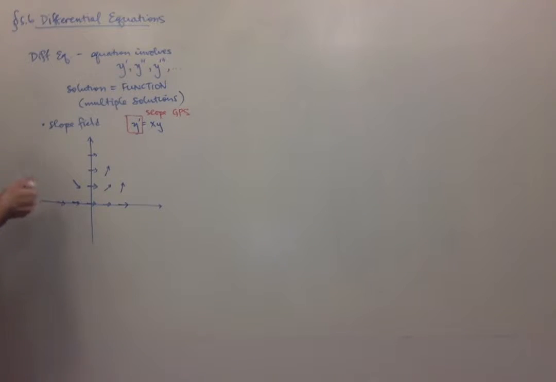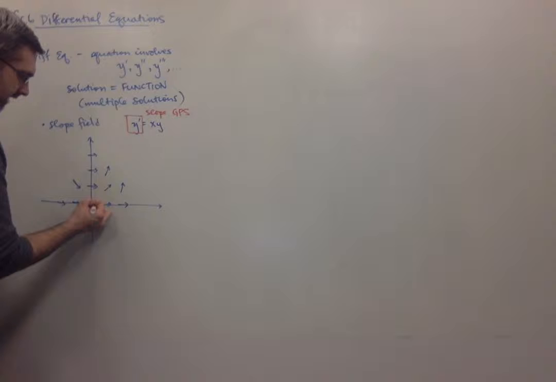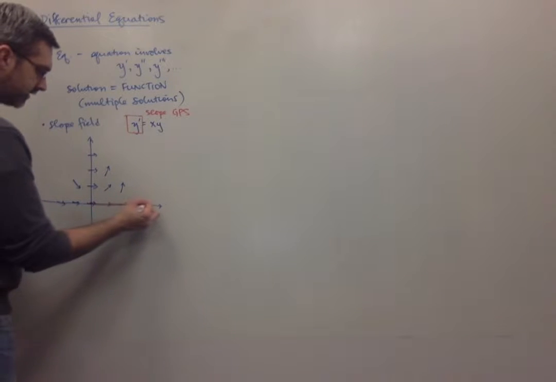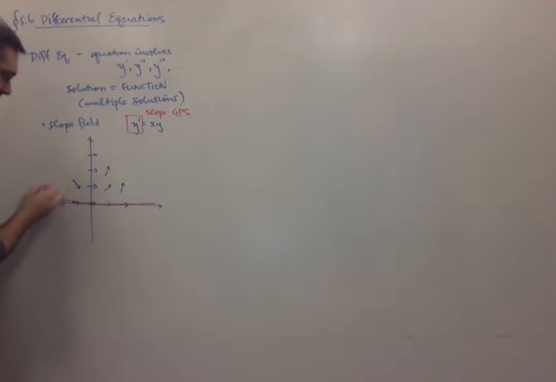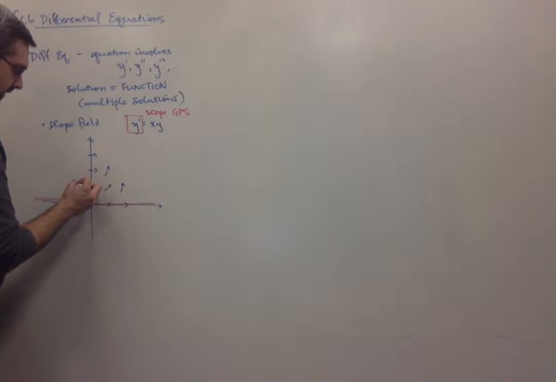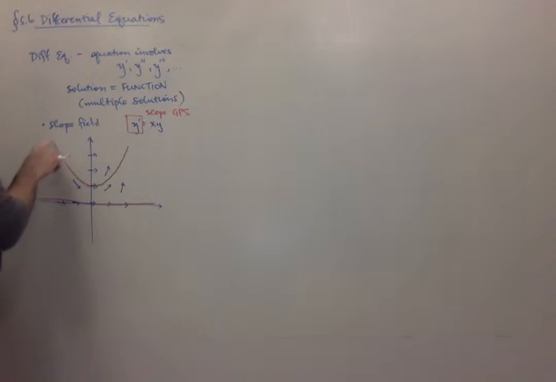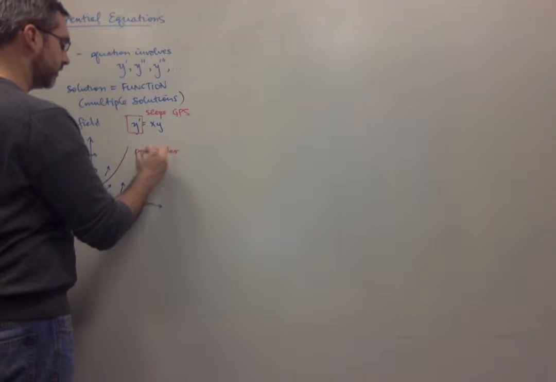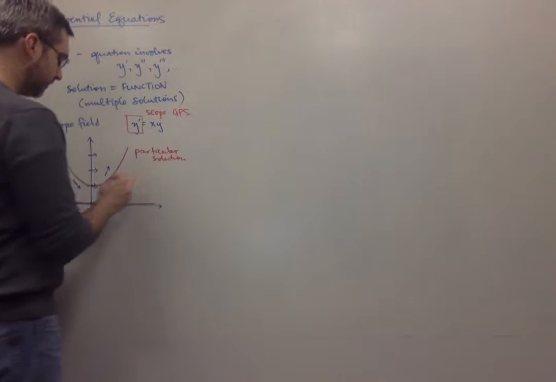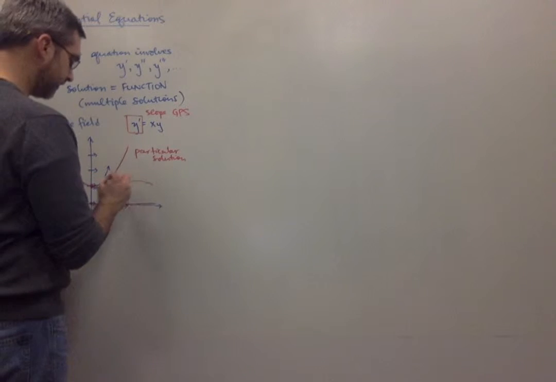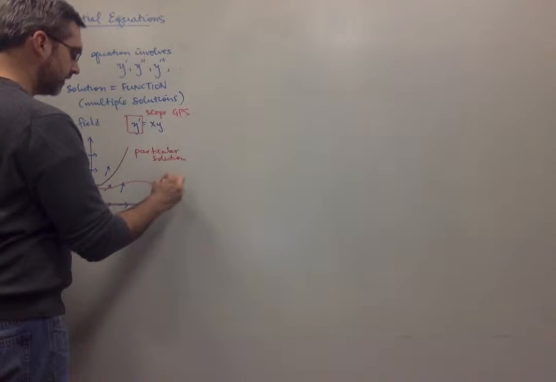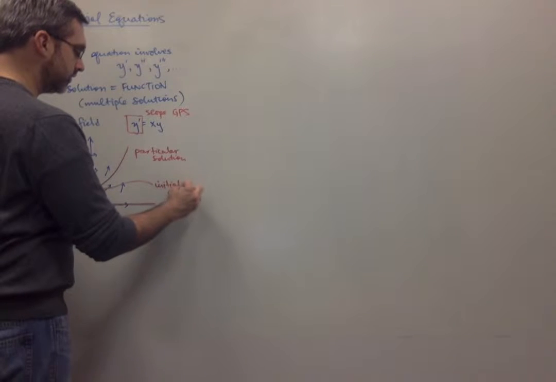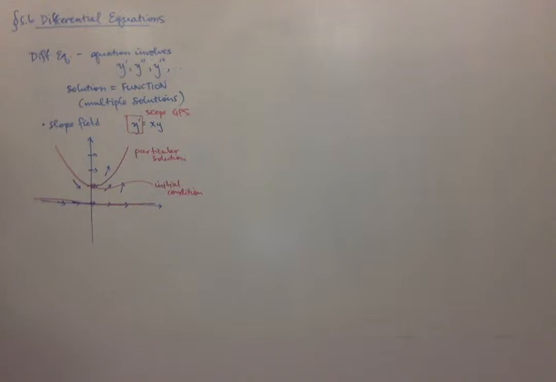And then based on the arrows, I can begin to say, well, if I were to start here, where would I go? And the arrows tell me what direction I need to go, which helps me to trace out a solution. So if I were to start here, I would end up going up, coming back, etc. And then I end up with what is called a particular solution. And the place where I start in order to get that solution is called an initial condition. And we'll talk more about that a little later.